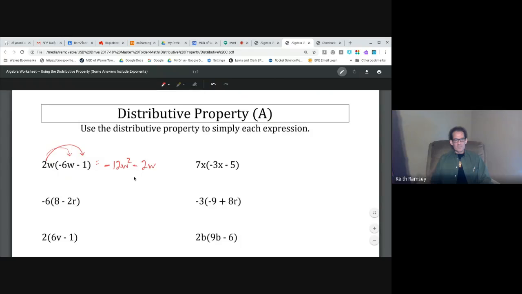And now I look for like terms. I have the same variables. They both are w, but one is squared, the other one isn't. So that's where I have to stop.